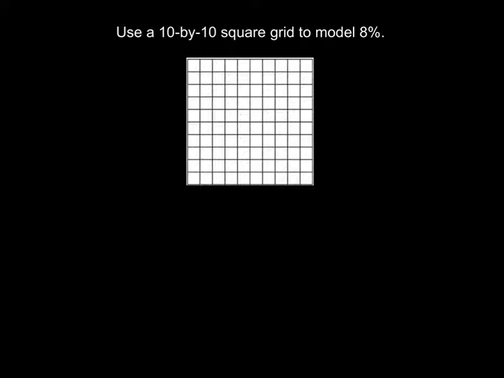Use a 10 by 10 square grid to model 8%. So we remember 8% really means 8 out of 100. If there are 100 squares, I know there are 100 squares because 10 by 10 equals 100, so I need to color in 8 of them. When you get to something like this, all you have to do is color in 8 squares.